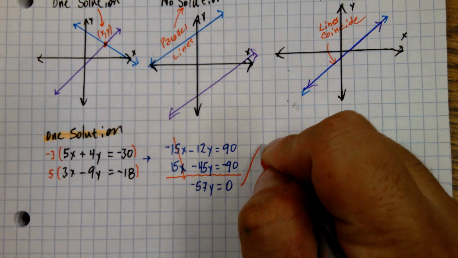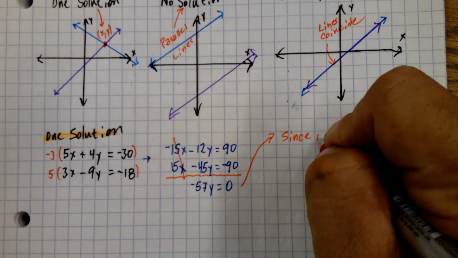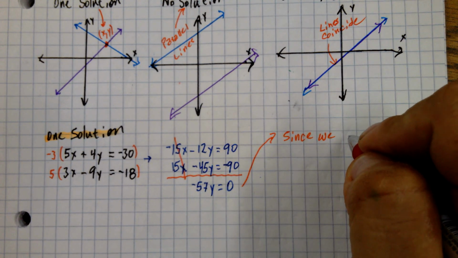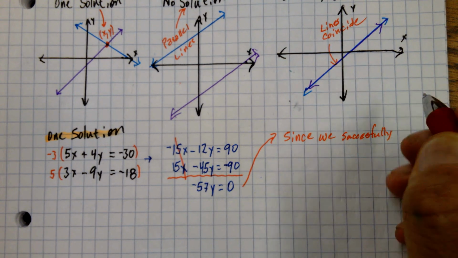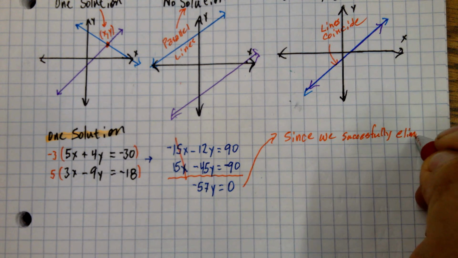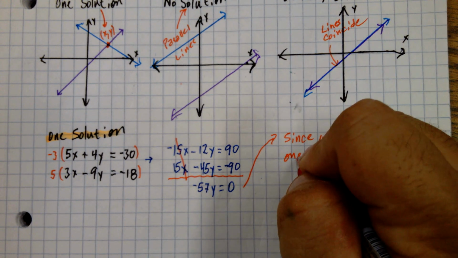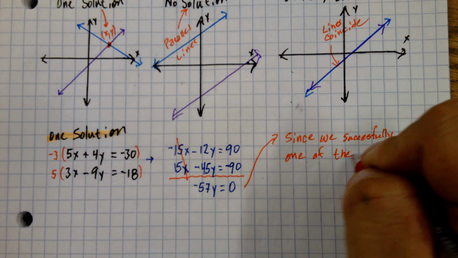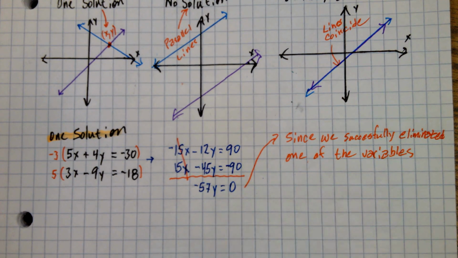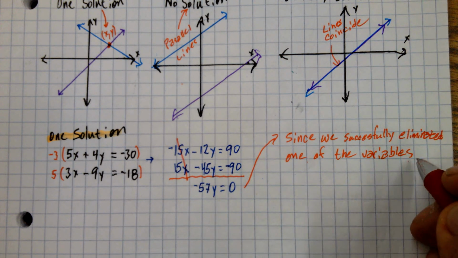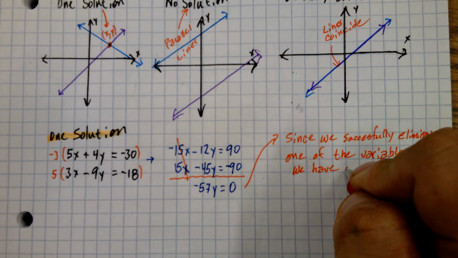So since we successfully eliminated one of the variables, even if the constants turn out to be 0, like in this case, that's okay. Comma, we have one solution.